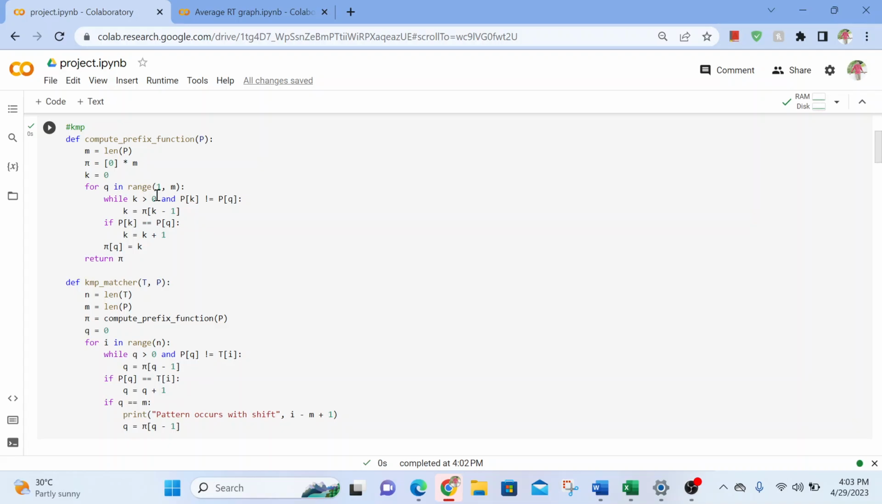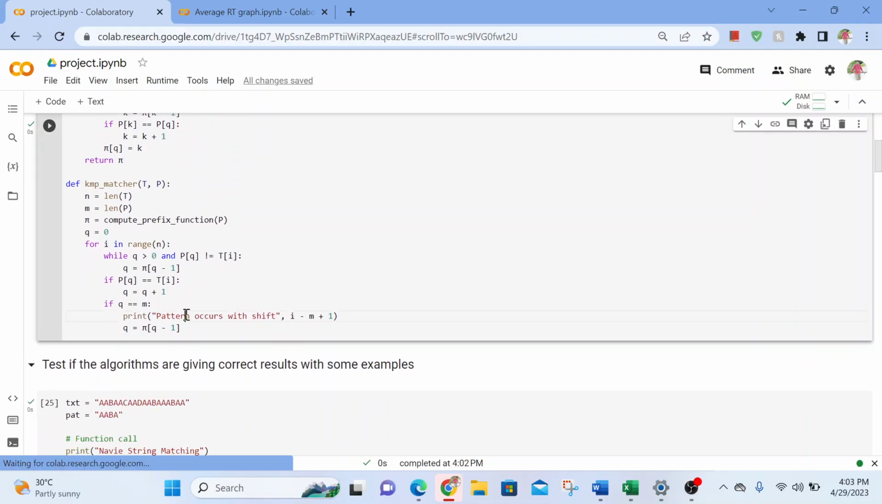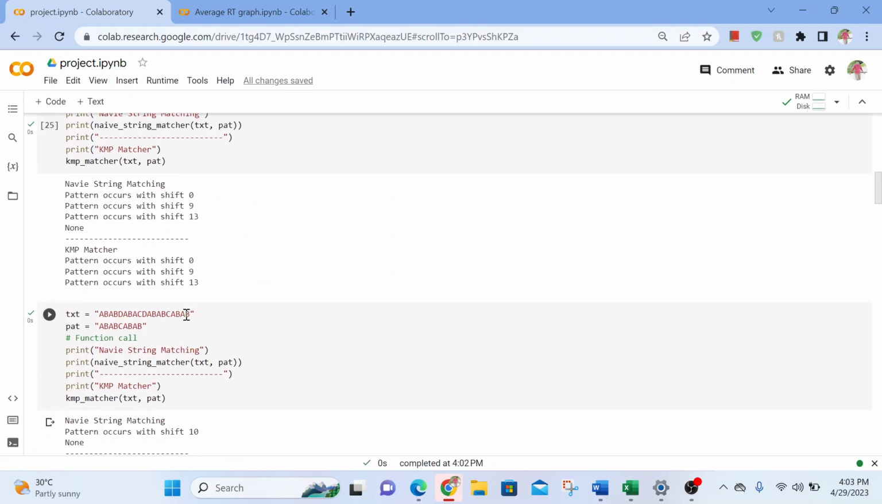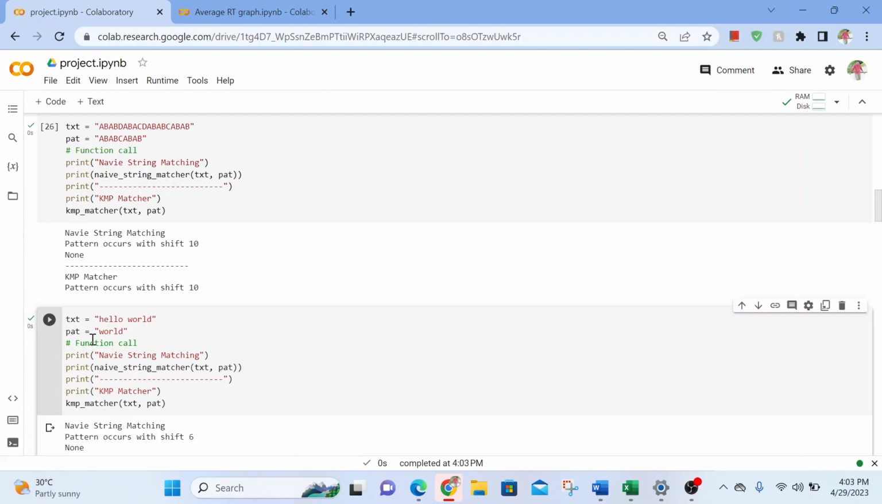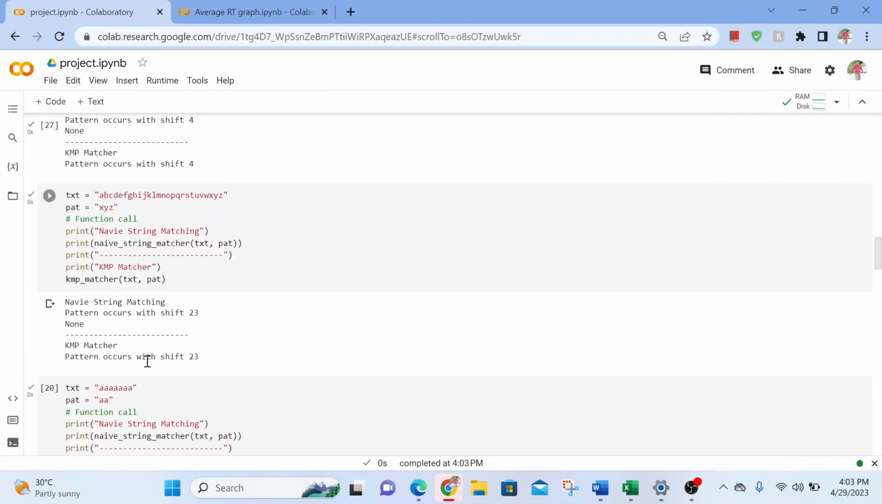The function computes pi of P using compute prefix function. Then it iterates over the characters of T, and it uses the failure function table pi to determine the next position to compare. If the character matches, it updates the current position q, and if q equals the length of P, it prints the index of the occurrence and updates q using pi. So this is the KMP algorithm, and these are the sample input and output for both the Naive string matcher and KMP algorithm.